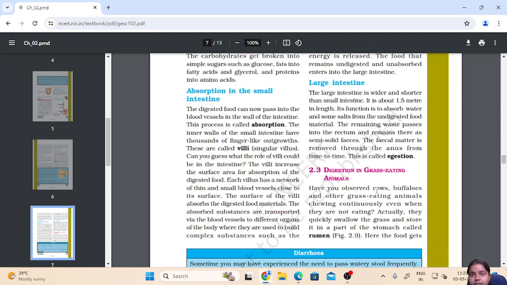Remember, taking food inside the body is called ingestion. Removing the waste from the body is called egestion. Don't get confused in this.